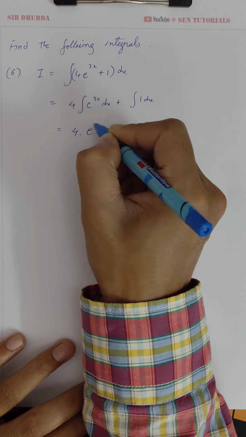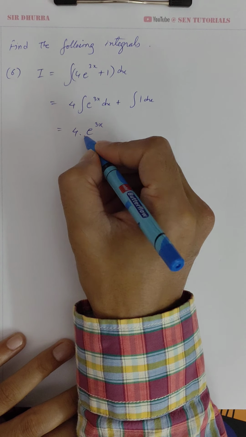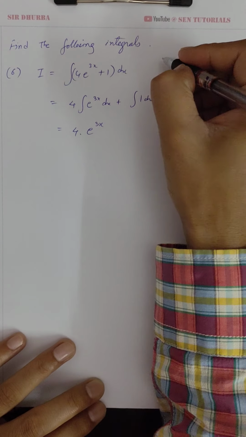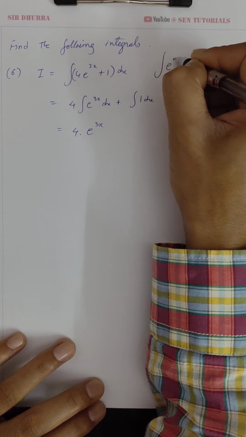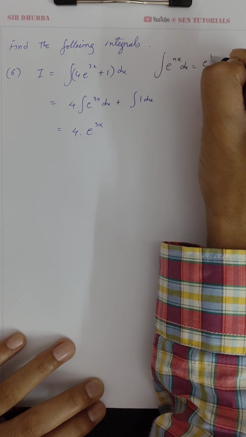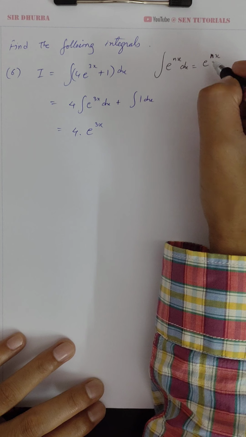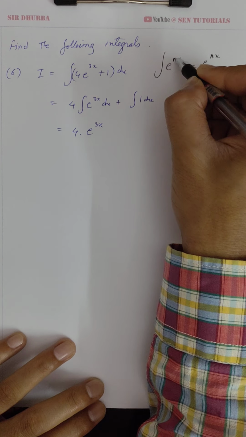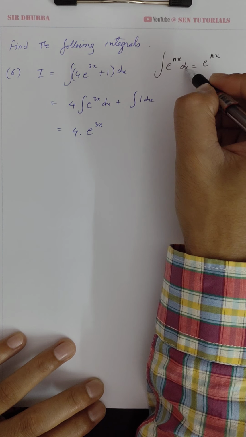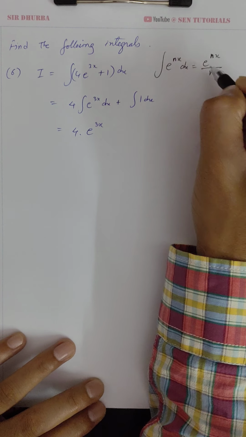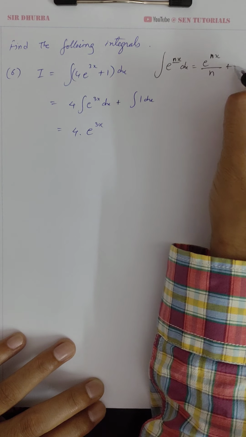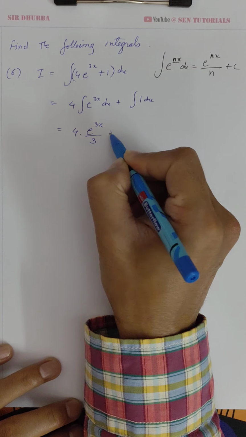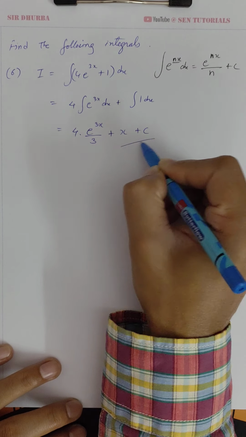So 4 into the integration of e power 3x is e power 3x. Or I can just give you the formula also, not a big deal. That is, integration of e power nx with respect to x is e power nx. You can do it by the substitution method also, but without that also you can do it: integration of e power nx with respect to x will be e power nx, divided by the coefficient of the variable, plus c. Simple as that. So what is the coefficient of the variable here? 3. Integration of 1 is x plus c. That should be it.